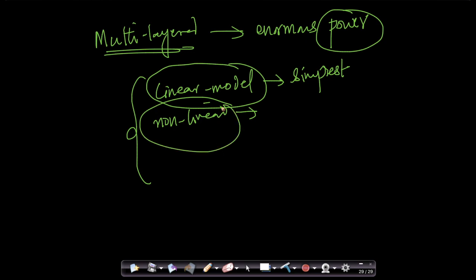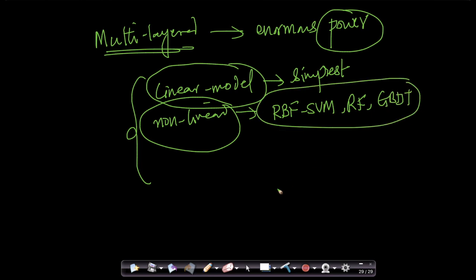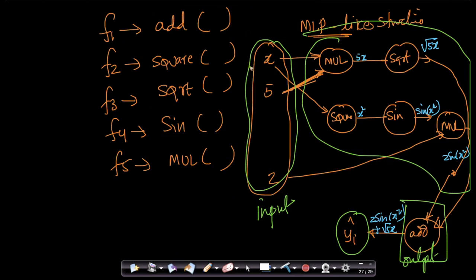Having nonlinear models, we discussed nonlinearity and how to create nonlinearity using radial basis functions or RBF based SVMs. We've seen this, right? Even random forests, decision trees or GBDTs can create nonlinearity. Here we are creating nonlinearity through a sequence of functions, by applying a sequence of functions, which is very powerful.